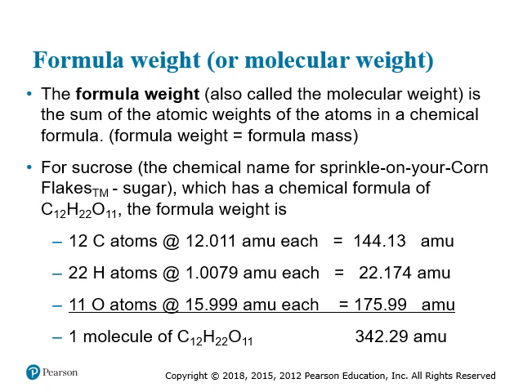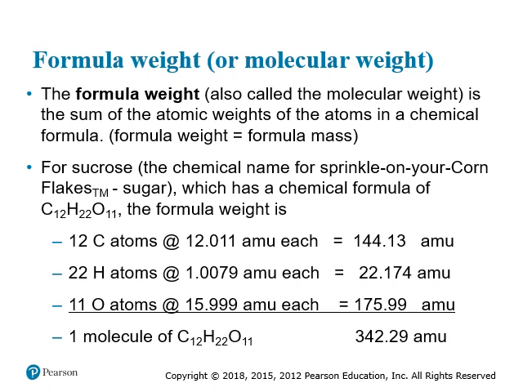So, for example, sucrose, the chemical name for sprinkle sprinkle on your cornflakes sugar, has a chemical formula of C12H22O11. 12 atoms of carbon, 22 atoms of hydrogen, and 11 atoms of oxygen. If we were to determine the formula weight of sucrose, then we'd have to take into consideration the masses of all 45 of those atoms.